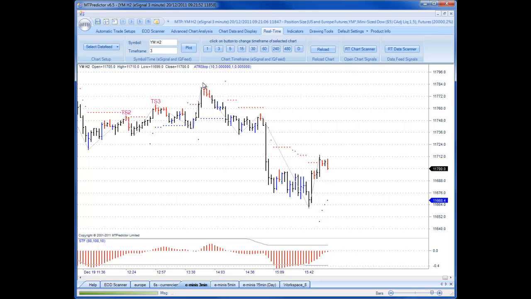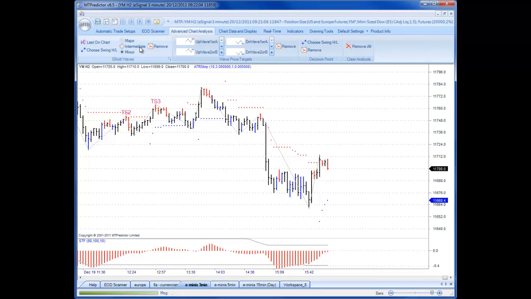So here we can see that the market made a high, but the market came down, made a little wiggle up before the sharp fall. So let's see what MTPredictor makes of this little wiggle here. If I go to Advanced Chart Analysis, I'll select Minor this time, do Choose Swing High or Low, click on this red sell bar here. Can you see how MTPredictor has actually found an ABC setup?